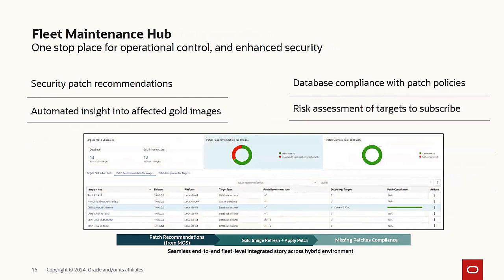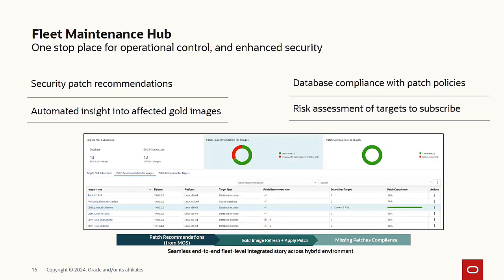We now have a brand new feature called Fleet Maintenance Hub. Fleet Maintenance Hub is a powerful one-stop place for customers to get insight into vulnerabilities for database assets, apply patches to affected targets and secure each of those. Hub is a single pane of glass view for security patch recommendations, vulnerabilities assessment, and patch operations. There are three powerful solutions in this dashboard. Let me walk you through each of them.